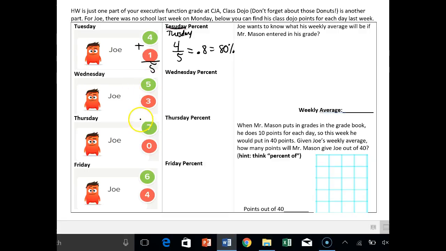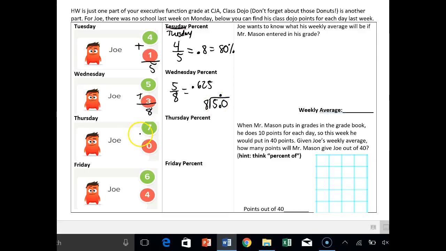On the next day, on Wednesday, out of a total of 8 possible points, Joe has 5 positive. So if you look on your reference sheet, this should be 0.625. Now you could also do the division. If you didn't have your reference sheet, that division would be 8 into 5 or 8 into 5.0, and it would require you to do a lot of division.